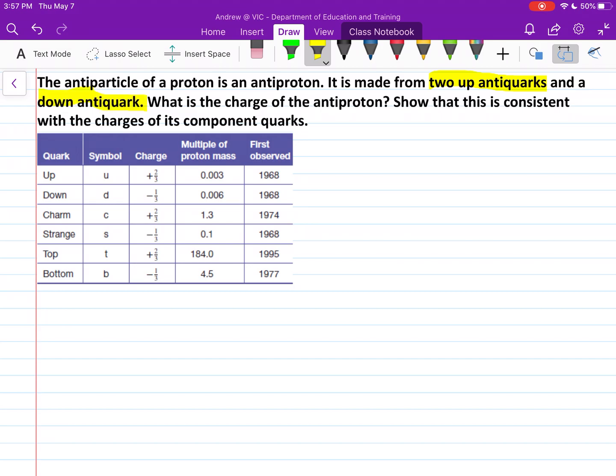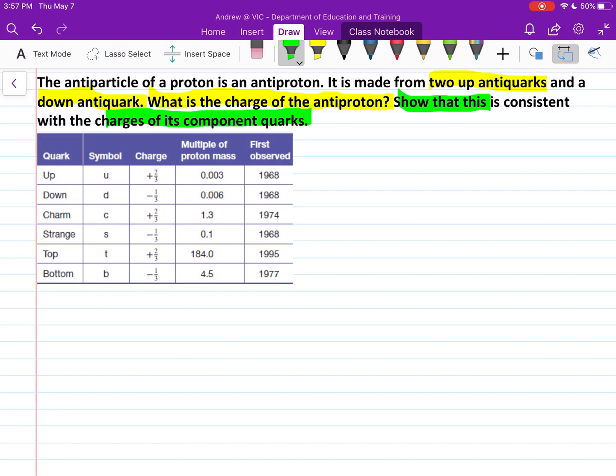Okay, so that's telling us what's in it. What is the charge of the antiproton? So that's our question there. Show that this is consistent with the charges of its component quarks. So that means we need to state what it is, but we also need to show. And what I've given you here is the table with our information that you would be relying on for this type of question.